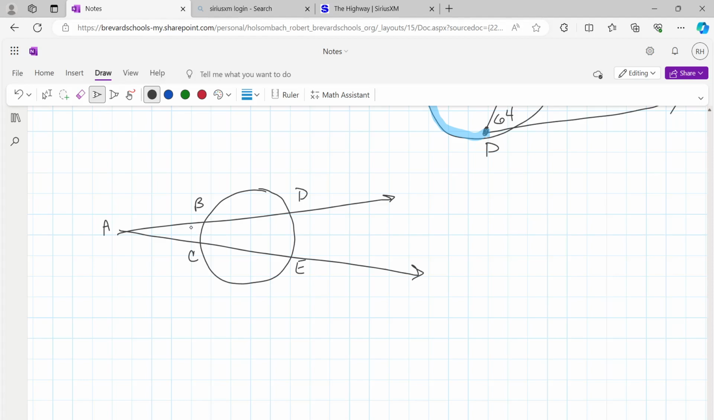Here's how the rule works. The measure of angle A is equal to 1/2. We take the big arc, our DE, and subtract the little arc, which is arc BC.